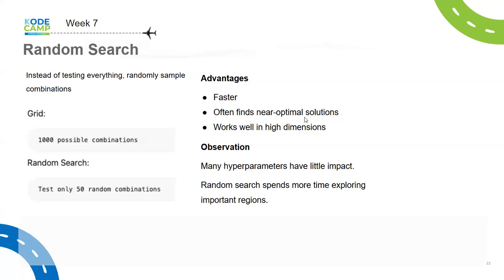So this is also very good for use when your parameter space or hyperparameter space is large. But one of the things you find out is that a lot of hyperparameters don't have a lot of impact. So random search will spend more time exploring important regions or important parts of the hyperparameter space.